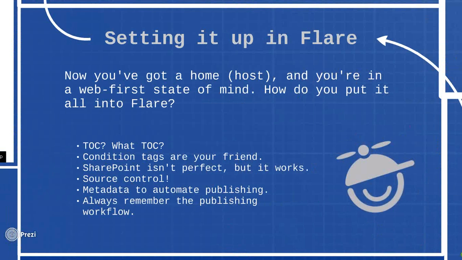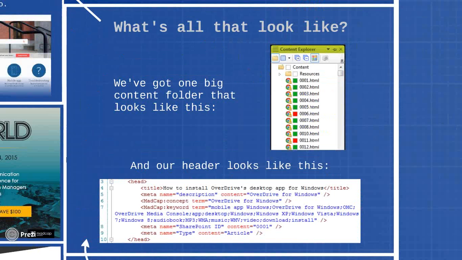These are the things you need to keep in mind when you're setting up Flare. So here's what it looks like. You can see our content in the Content Explorer screenshot there. Our content folder is just one big folder with article numbers in it for each topic name.